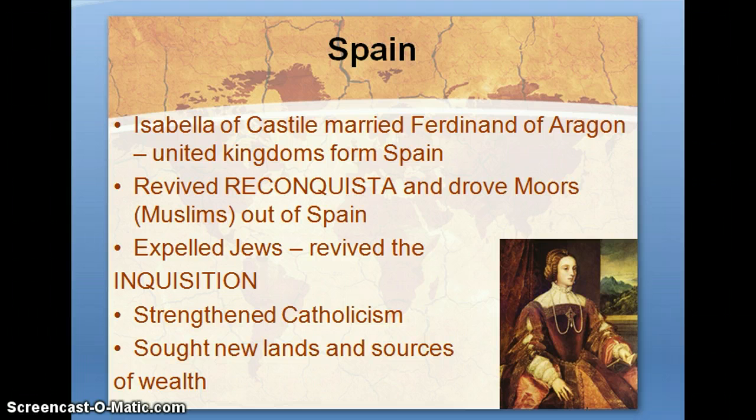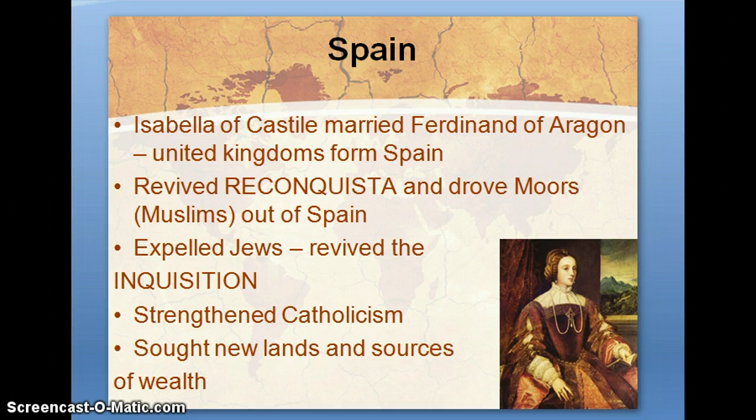Spain is going to be formed from the marriage of Isabella of Castile and Ferdinand of Aragon. When they get married, they have two separate countries, and they join them together to form Spain as we know it today. They're both Catholic, they want to make Spain into a Catholic country, fully Catholic, 100% Catholic, and so they're going to start what's called the Reconquista and drive out the Moors, or the Muslims, from Spain. They're also going to later on expel the Jews, creating one nation state.